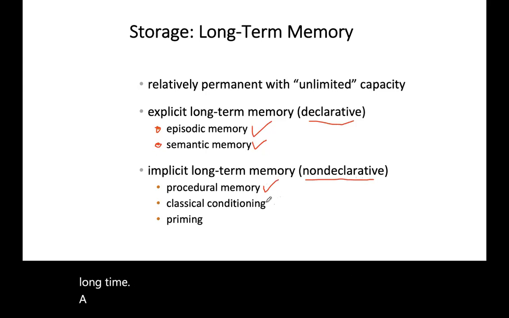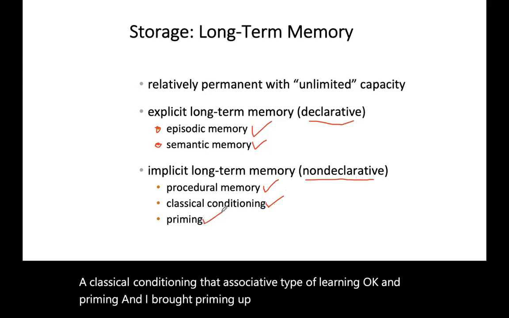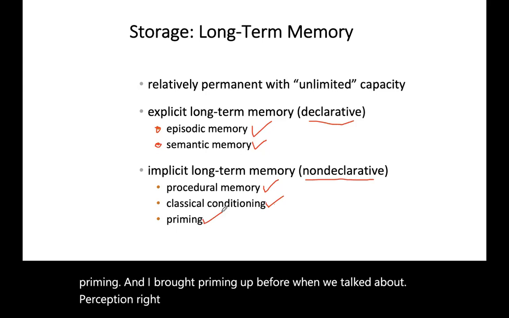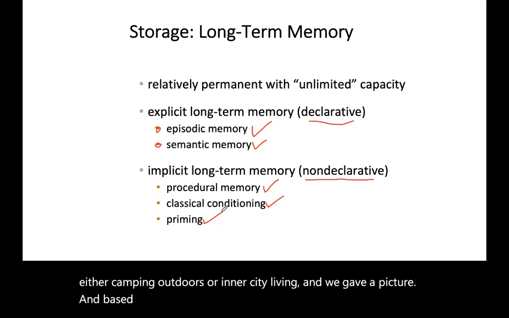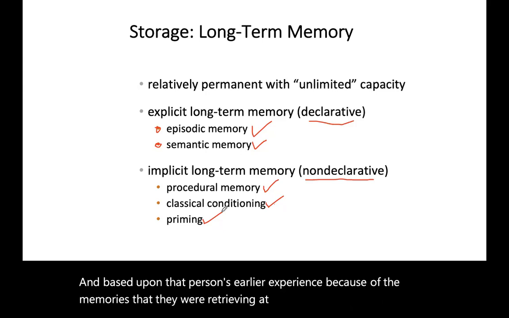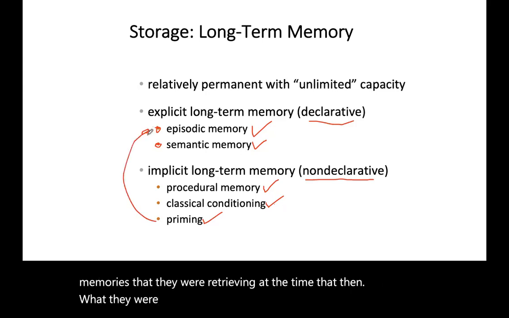Classical conditioning, that associative type of learning. Okay, and priming. I brought priming up before when we talked about perception, where we had that story that we told people about either camping outdoors or inner city living, and we gave a picture. Based upon that person's earlier experience, because of the memories that they were retrieving at the time, that then dictated what they were remembering episodically, okay?